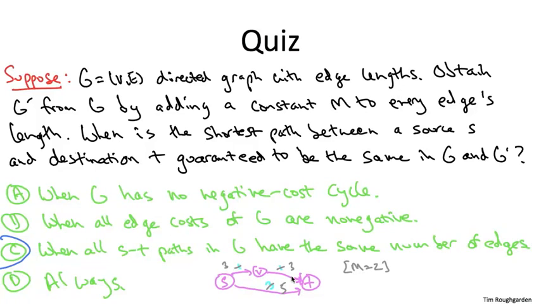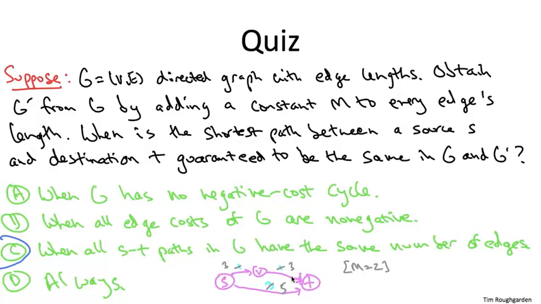Why is C correct? Well, suppose it was the case that between the vertex S and T, every single path in the graph had exactly the same number of edges. Say every path had 12 edges. Well, then when you add a constant to every edge's length, every path between S and T, their length goes up by exactly the same amount. It goes up by 12 times m if each of the paths have 12 edges in it. So if every single path between S and T goes up by exactly the same amount, well, then the shortest path remains exactly the same. The ranking of the lengths of the various paths is exactly the same because we've added exactly the same number to all of them.